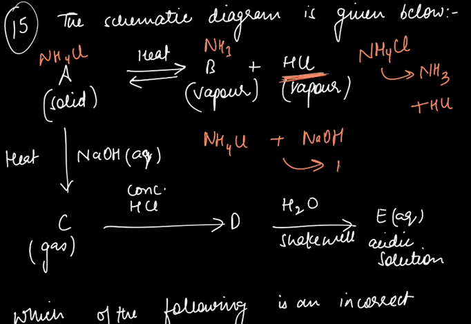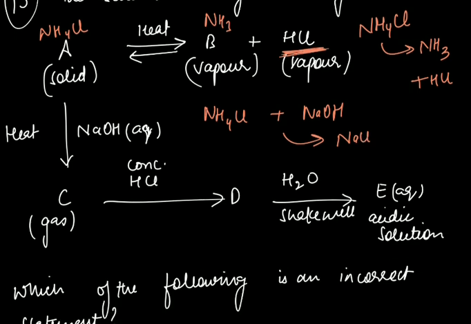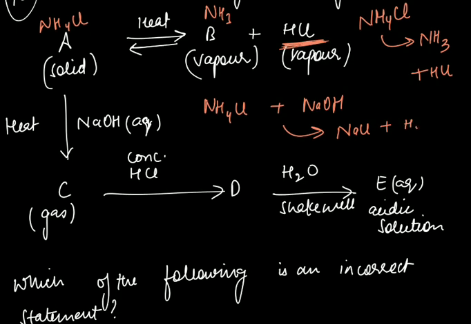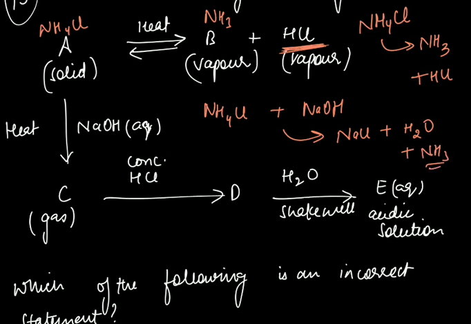So now what we will get? We will get NaCl. This is a double displacement reaction. We will get water and we will get ammonia gas over here. So the gas they are talking about is again our ammonia, right? So with concentrated HCl, again you will get ammonium chloride. You shake it with water. So this is going to be the same solution. This is ammonium chloride solution, nothing else. Okay, so basically D and E are the same over here.